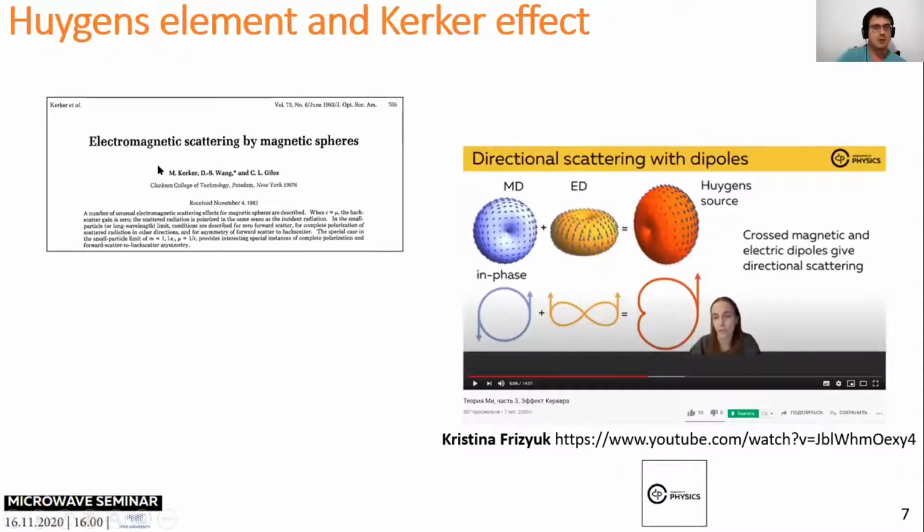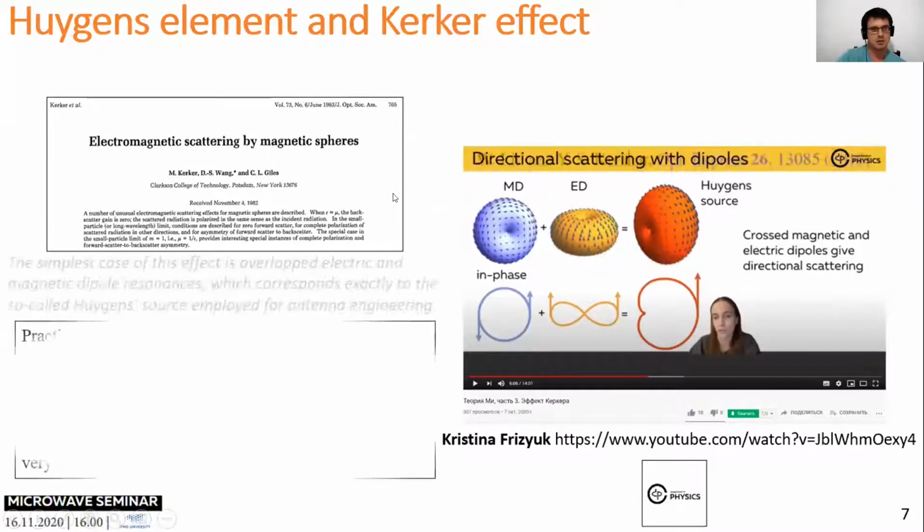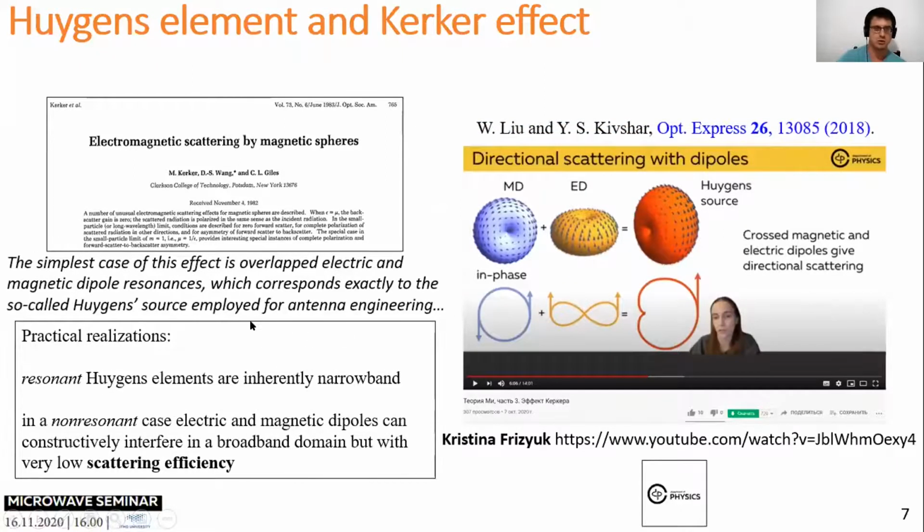So all the story started in 1983 with the work of Kerker, where he showed the equality of epsilon and mu, or equality of magnetic and electrical multipolar resonance combinations. So he started from the dipolar cases. He showed theoretically that it's possible to exclude the backward scattering.